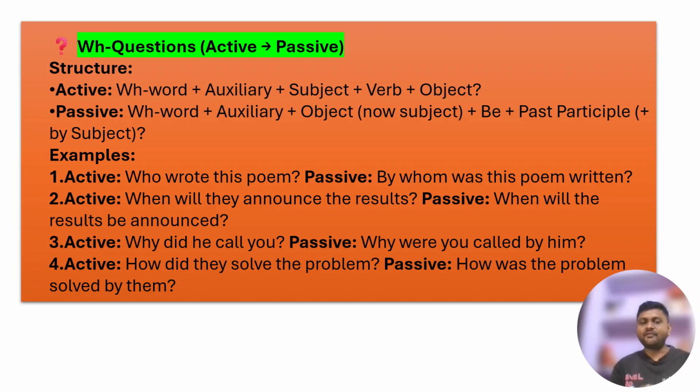For example, when will they announce the result? Then the passive of it will be when will the result be announced? If the active is why did he call you, then the passive would be why were you called by him. If active is how did they solve the problem, then the passive would be how was the problem solved by them. So this is how we deal with both yes no questions and also with WH questions.